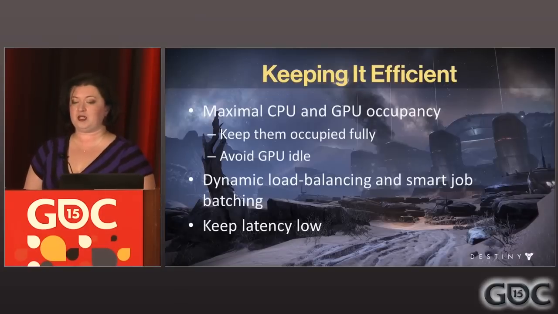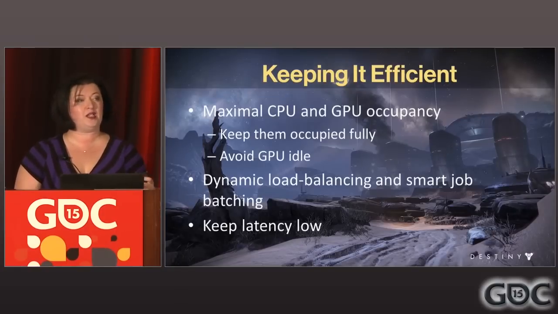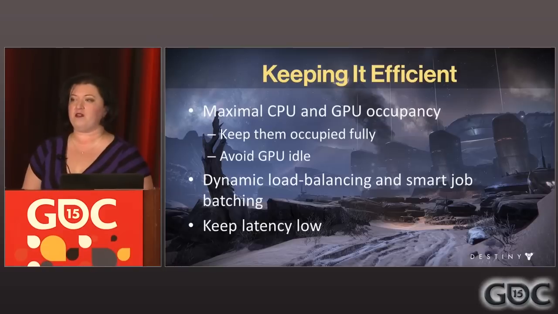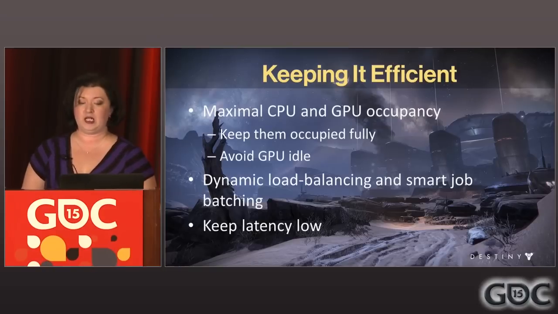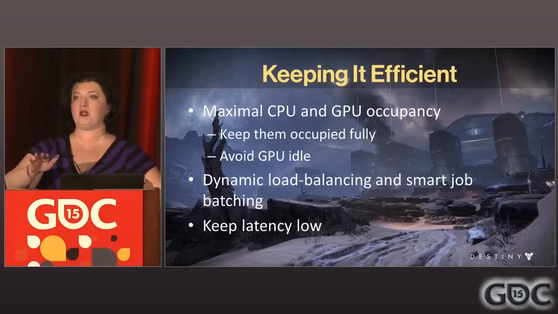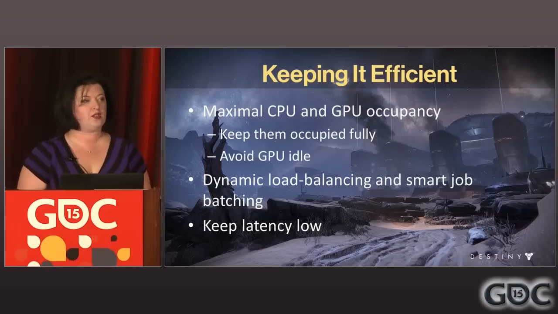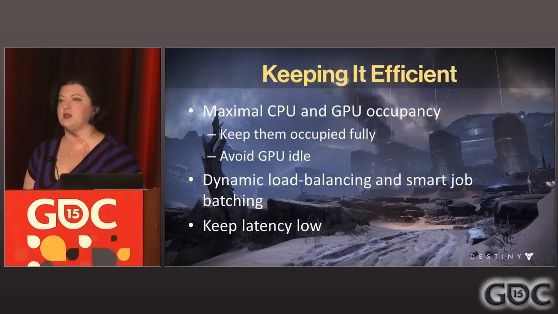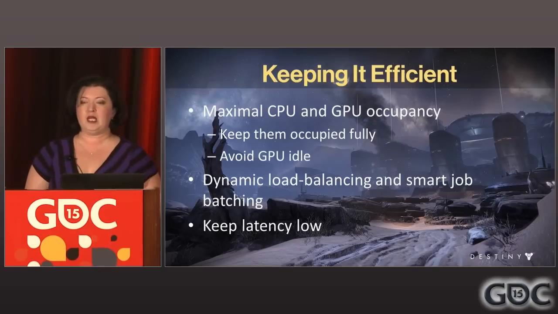Now, to ship on last-gen consoles without sacrificing the gameplay meant that we had to squeeze every millisecond from every available execution unit. To do that, we moved everything in the renderer and visibility workloads into jobs, used dynamic load balancing, and also smart job batching to get the best occupancy from both CPU and GPU, and to keep our latency low.